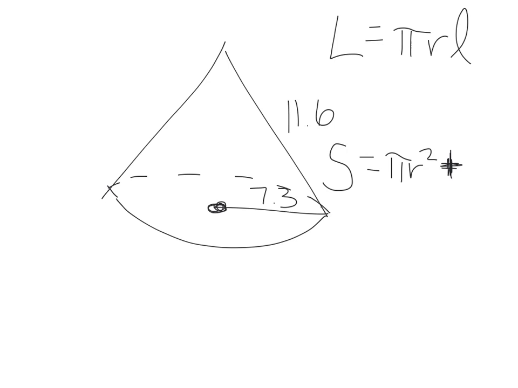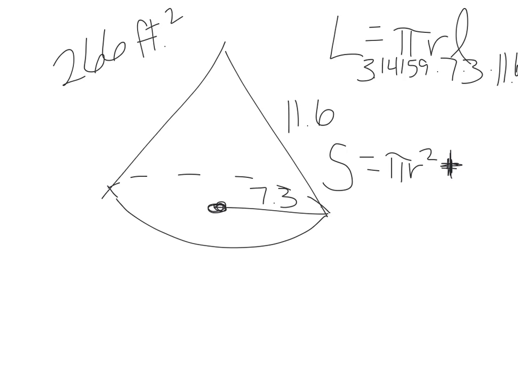Alright, so it looks like I'm going to do 3.14159 times 7.3 times 11.6. Alright, now if I put that all into my calculator, I will get, and I'm going to use the pi button, pi times 7.3 times 11.6. So for the lateral surface area of a cone, of this cone, I get 266. And they're using feet squared.